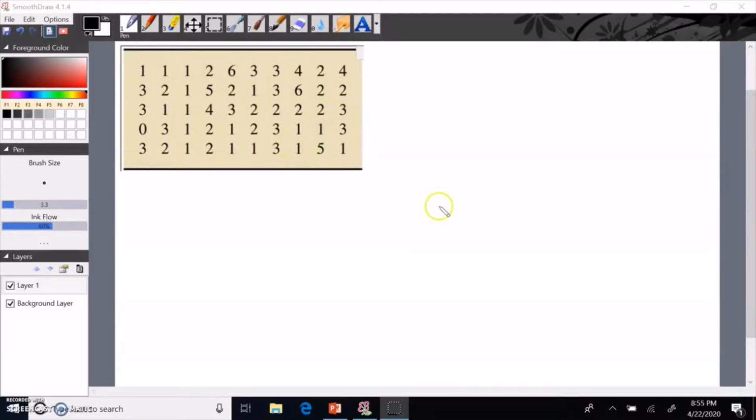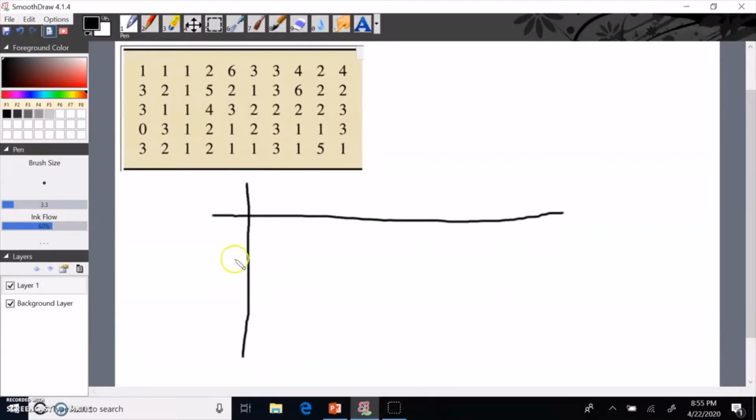We want to make a frequency and relative frequency distribution. The concept is the same. I'm again going to draw a table, and that table will consist of 4 columns. Let me show you the 4 columns like this.